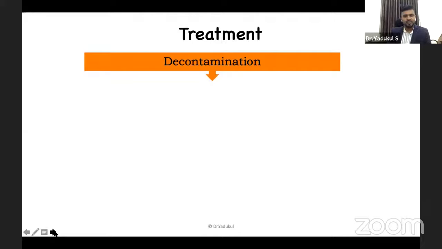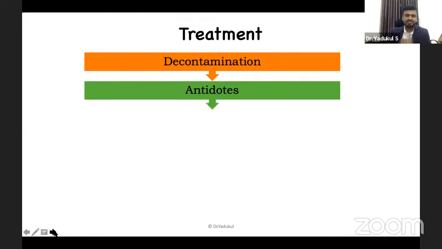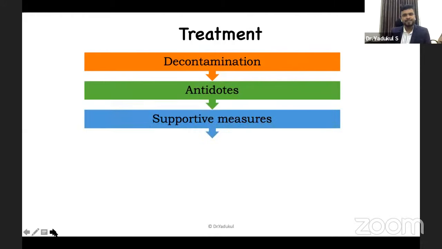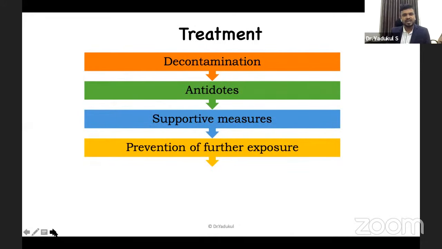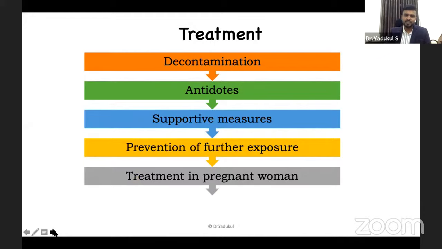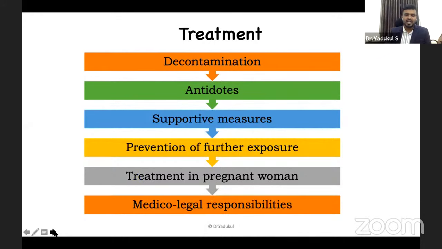In the treatment aspect of OP poisoning, commonly we have decontamination. These are the steps: antidotes, supportive measures, prevention of further exposure, treatment in case of pregnant women, and the medico-legal responsibility of a doctor. We'll go one by one.